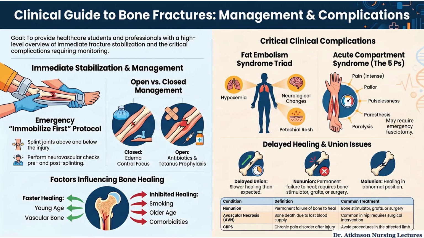In summary, fracture care begins with rapid stabilization and continues through healing, rehabilitation, and long-term complication monitoring. Early priorities include immobilization, neurovascular assessment, pain control, and prevention of life-threatening complications such as fat embolism syndrome, compartment syndrome, shock, and infection. Long-term outcomes depend on proper fracture healing, prevention of delayed union or non-union, and recognition of complications like avascular necrosis and CRPS. Throughout every phase, the nursing goal remains the same: protect function, preserve mobility, and help the patient return safely to daily life.